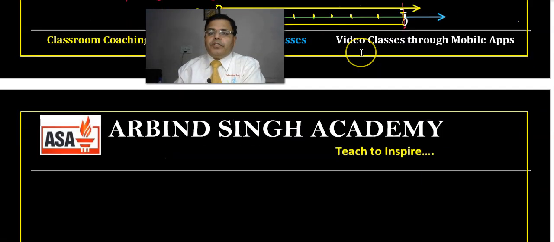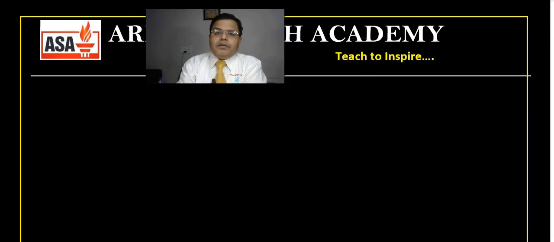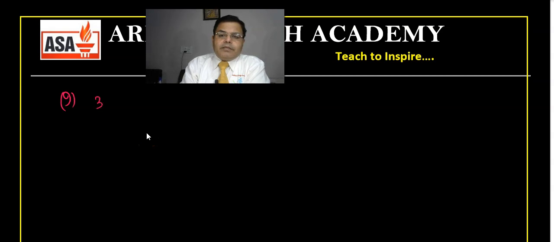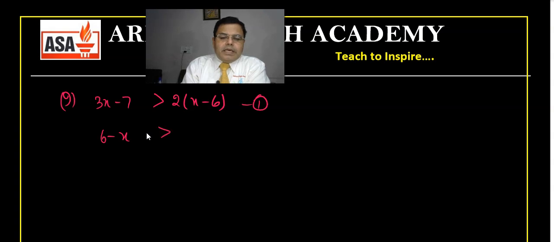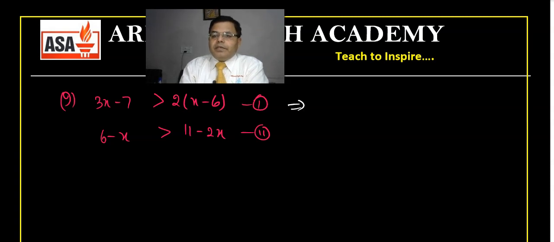Okay. So question number 9. Question number 9 is nothing else but, it is given that 3x minus 7 is greater than 2 times of x minus 6. This is the first inequality, and the second inequality is given like 6 minus x is greater than 11 minus 2x. This is the second one. So from the first, this can be written as 3x minus 7 is greater than 2x minus 12. And 2x will come this side, so it will be x is greater than minus 5, right? Now this is the first one.